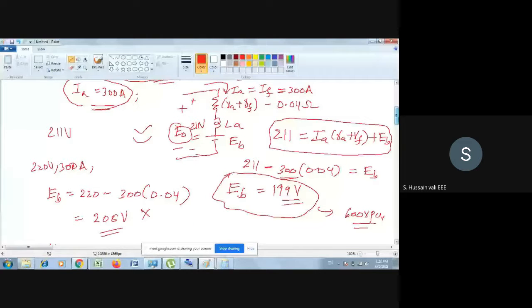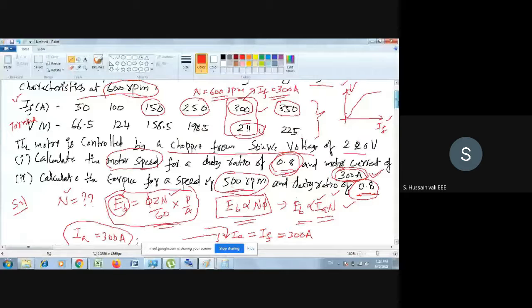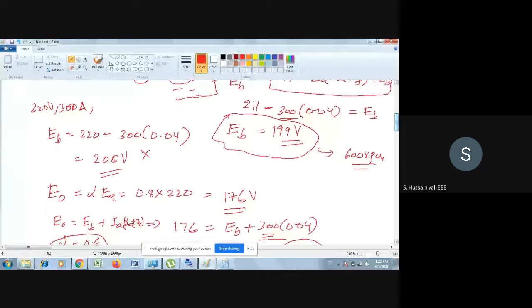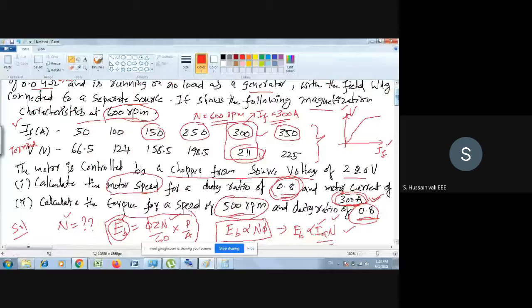What about the ratings of the transformer? The ratings of the series motor is 220 volts, 300 amperes. So from the rating, we got a value of EB, 208. So this is the ratings of the series motor, and from the ratings of the series motor we got that.